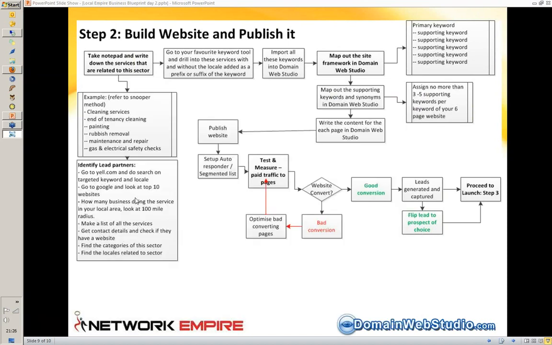So this is where we identify where the lead partners are and where the prospects typically come from. If you don't have leads yet, you'll get that information, and this is how we zoom right in and focus our efforts where the people are. Typically today we're going to go to our favorite keyword tool, draw the keywords, import them to DWS, and map out the site framework in DWS. You'll have a primary keyword and your six primary supporting keywords, and this is what you start off with.